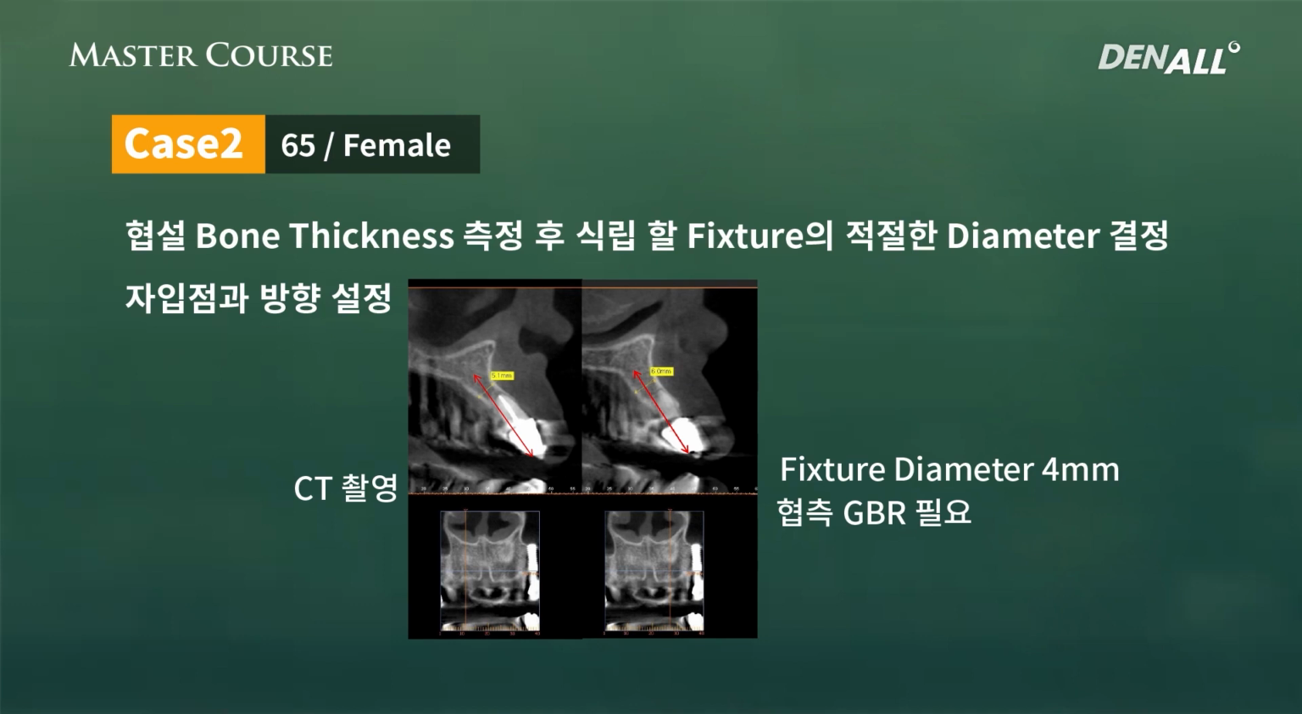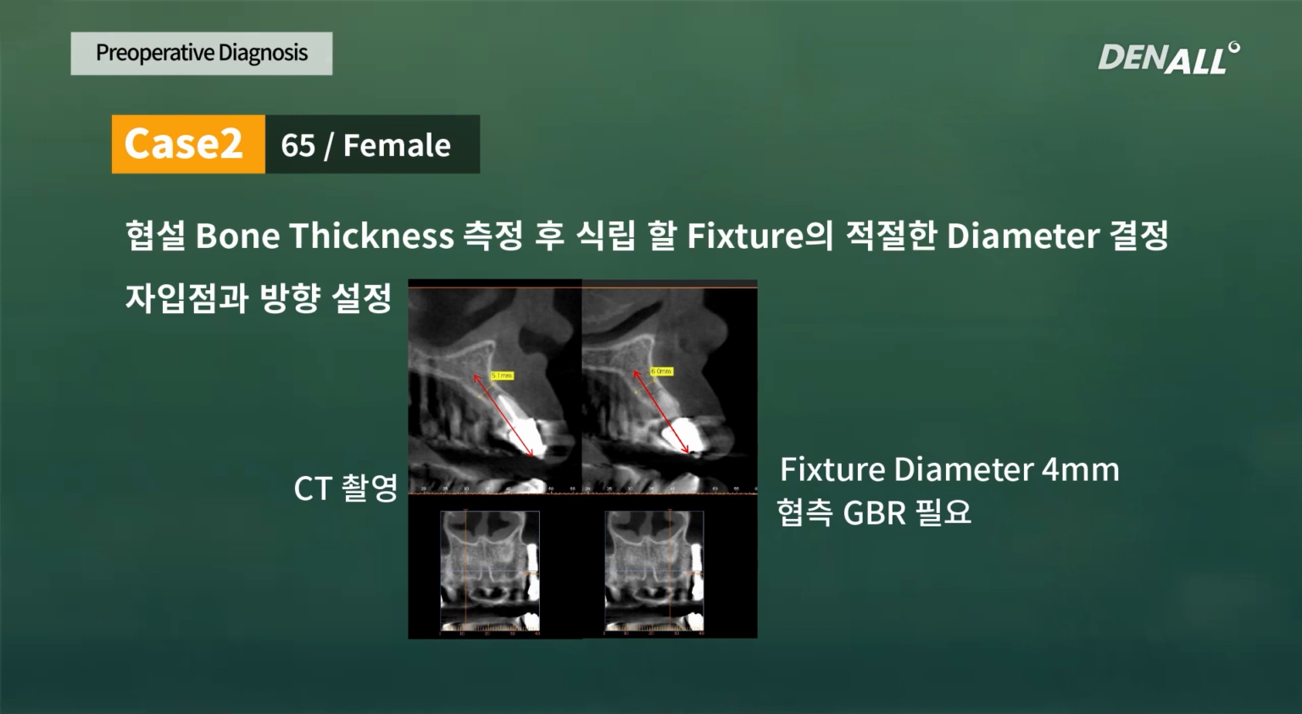The entry point and direction need to be checked. If you look at the arrow, in the remaining bone, if possible, you need to go as central as possible, more than the apex, slightly more towards the palatal. The entry point should be set that way.